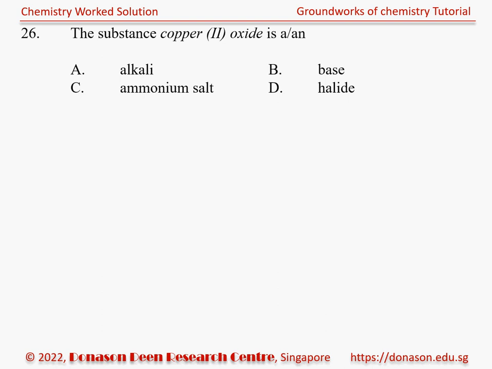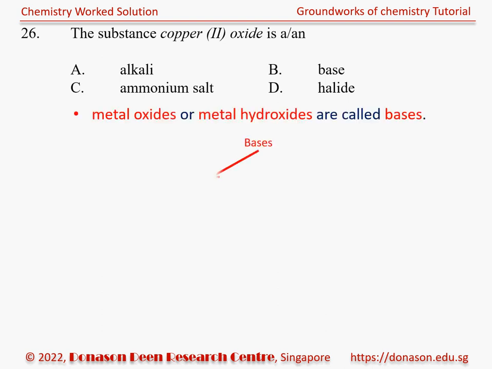The substance copper 2 oxide, any metal oxides and metal hydroxides, we would call them as bases. So bases are basically metal oxides and metal hydroxides. As you can see, copper 2 oxide starts with the name of a metal, which is copper, and then the word ends with the word oxide, so it's a base.